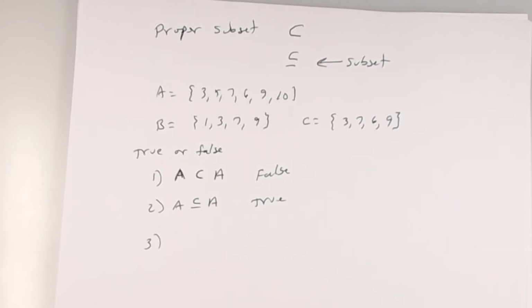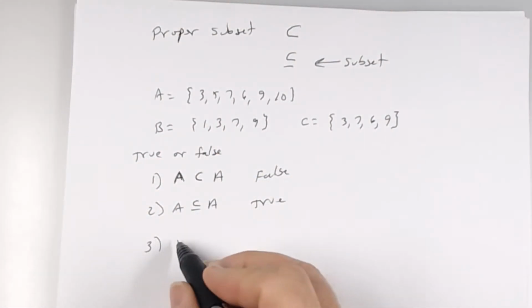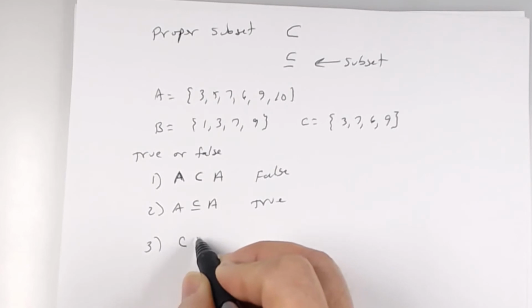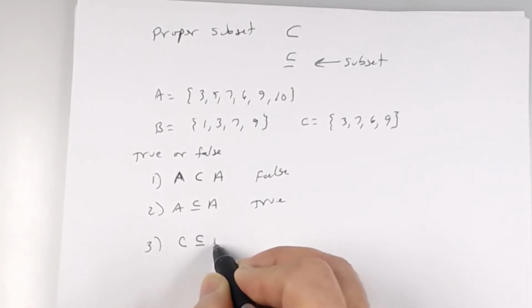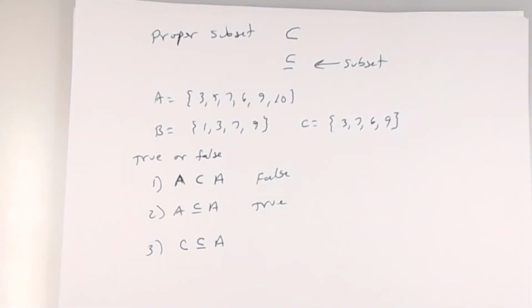Let's look at some examples that may help you. We're going to use those three right here. So here's the first one, number 3. Is C a subset of A, yes or no? Yes. So that's true, right? You agree? Okay.